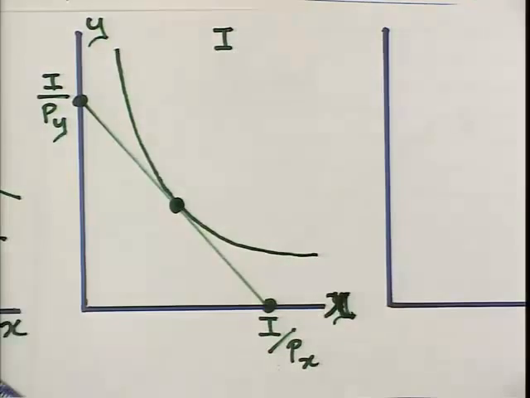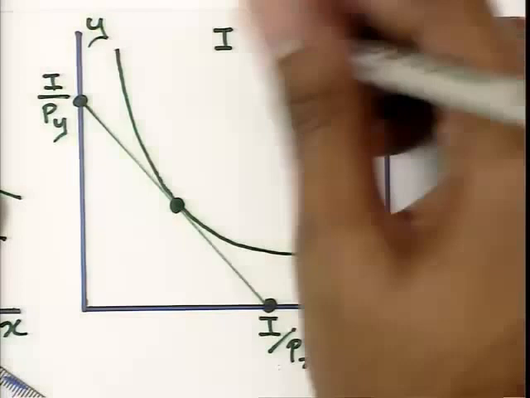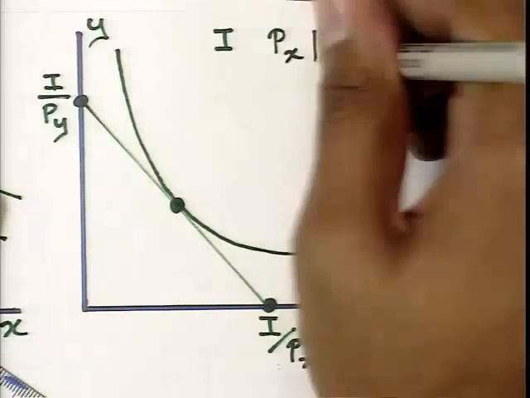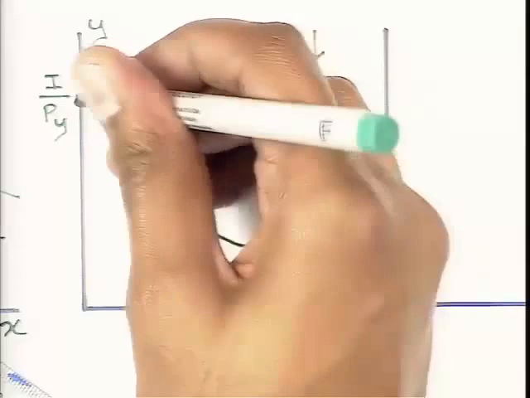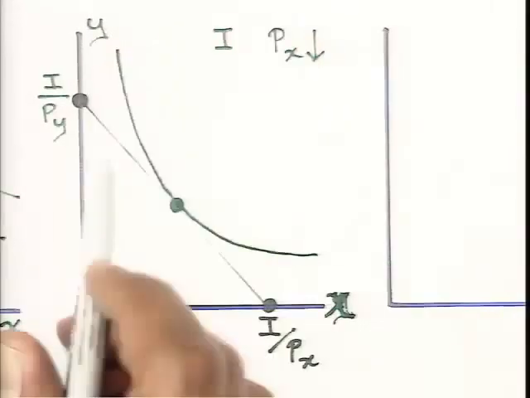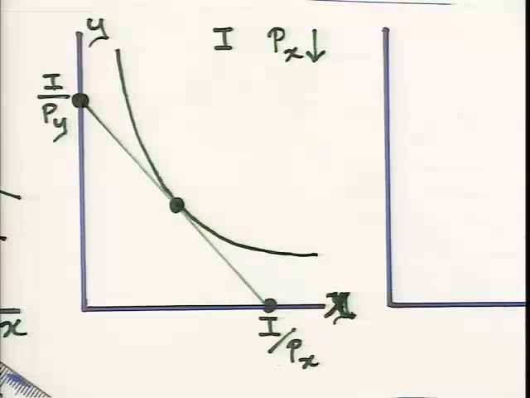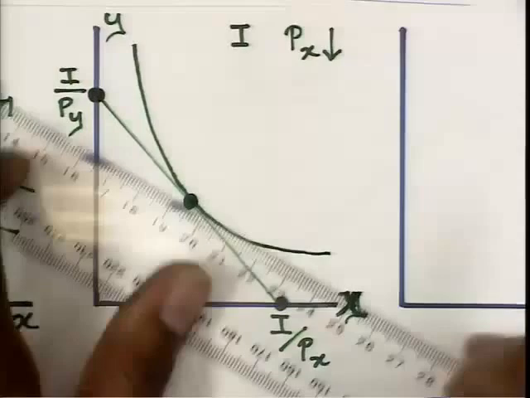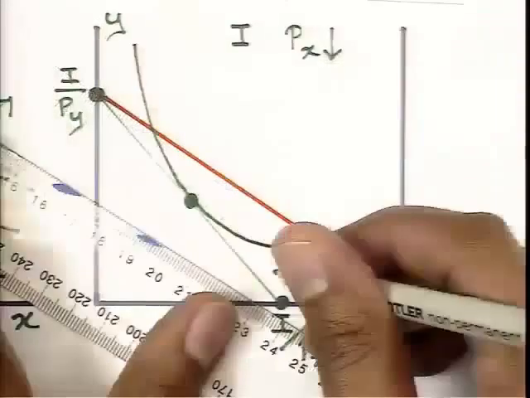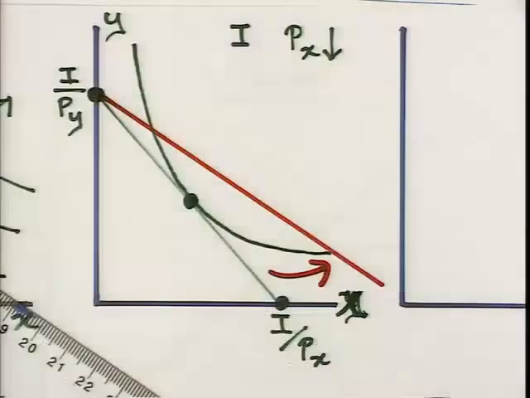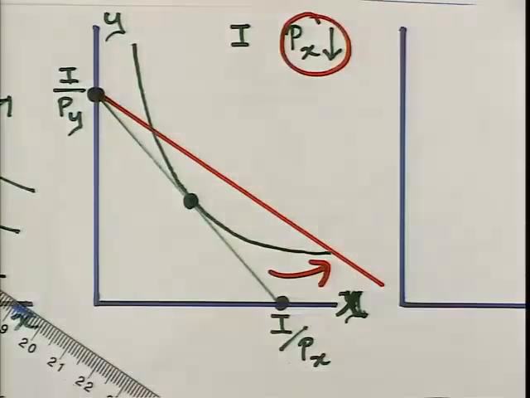If the price of one of these goods was to change, let's say the price of X decreased, the amount of Y I can afford would stay exactly the same, but the amount of X I can afford would begin to increase. So my budget would begin to rotate if the price of X went down and nothing else changed.